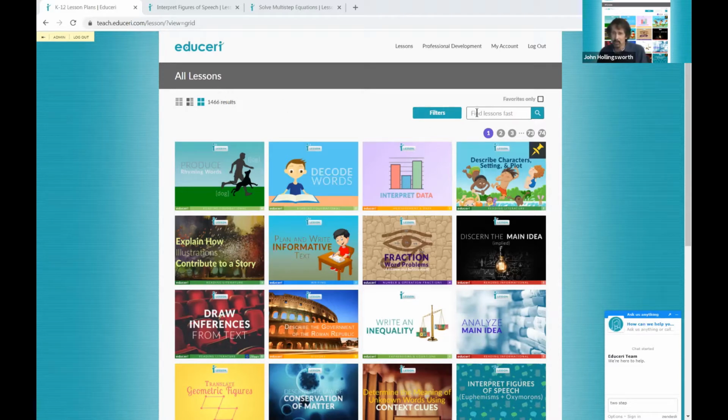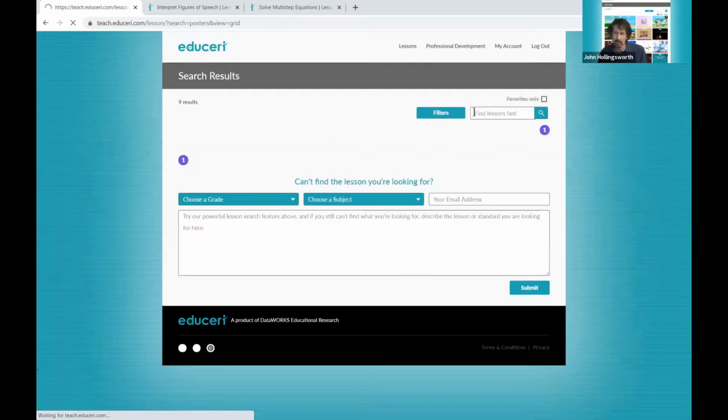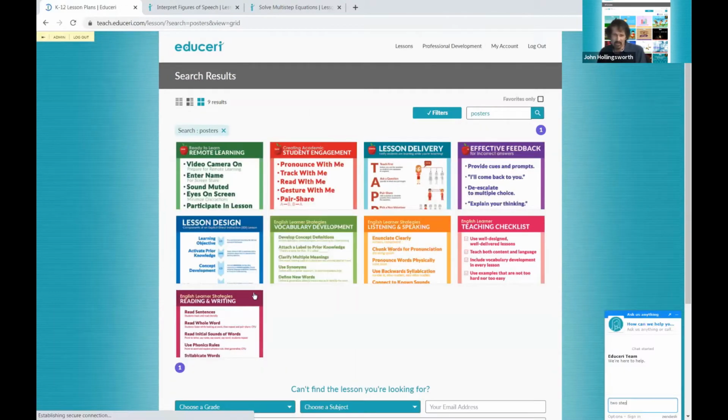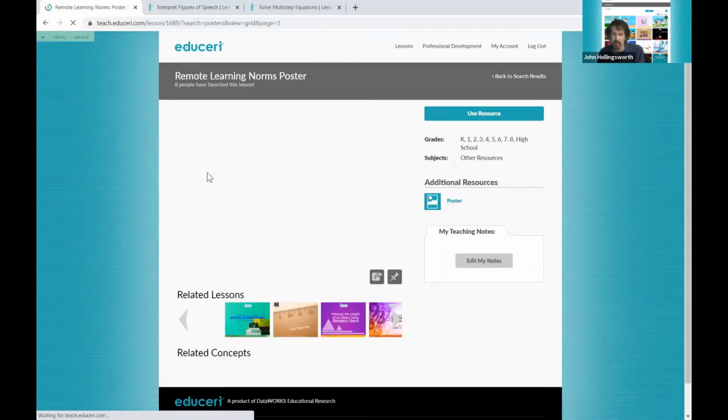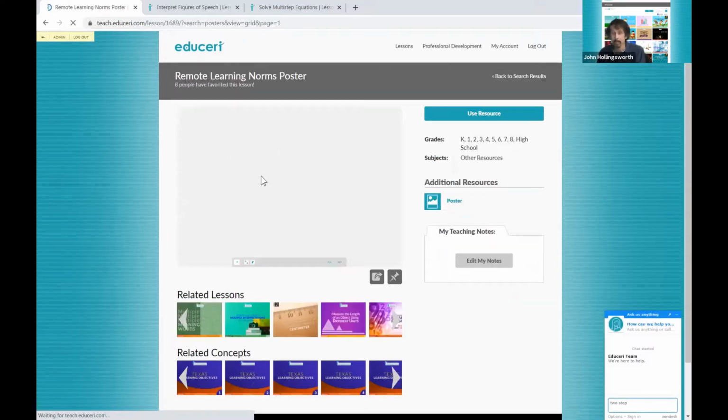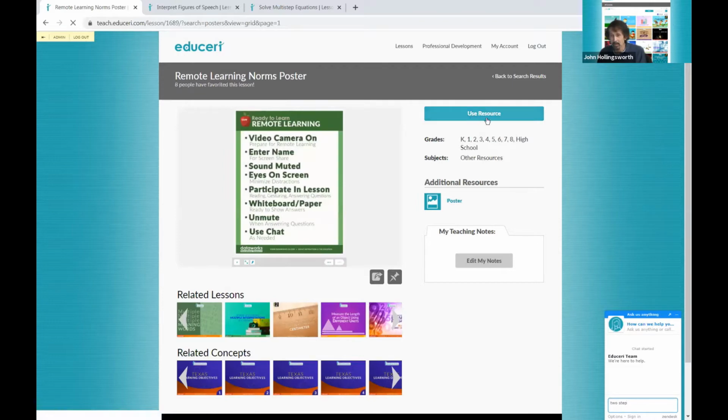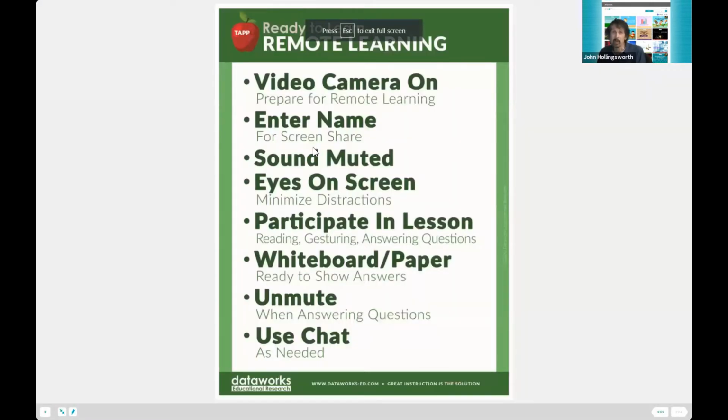So the first thing I'm going to type in here is posters. I'm going to do a search for posters. And these are instructional posters really for teachers. There's other ones for students, but this is our remote learning. I've just clicked on it. I can blow it up either over here, or I can blow it up in the little expansion button here. So now I've blown it up, and you can actually download from there too.